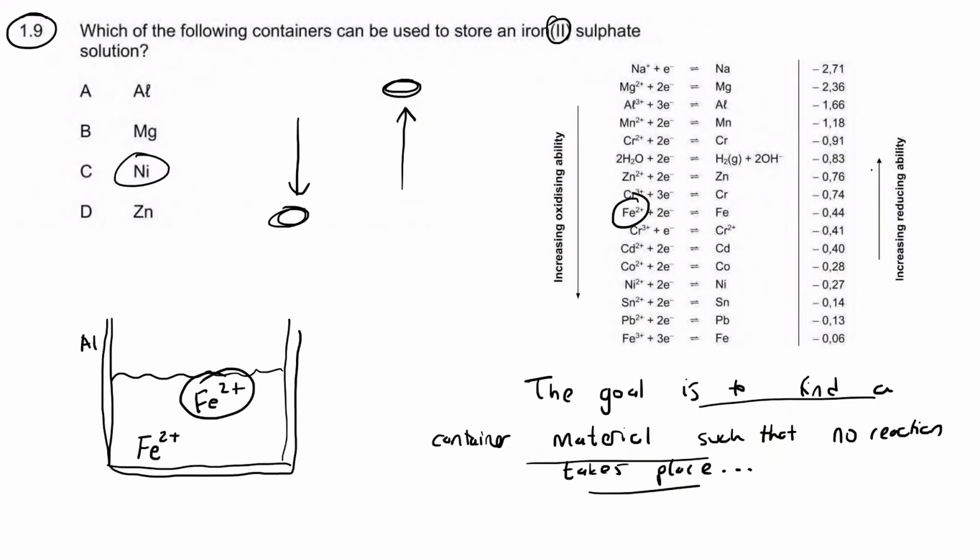Nickel, where are you, nickel? Ah, nickel, look at that. So now, all of a sudden, a reaction won't happen. So the answer must be C. For those of you that don't really care why, you can move on.